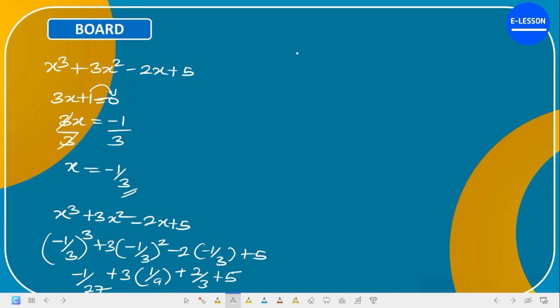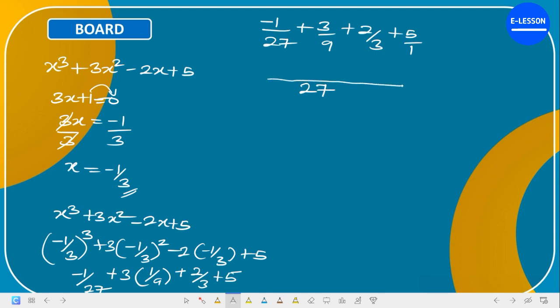Now the next step that we are going to take is to bring everything out, and then we can find the denominator, numerator, and do the rest of the algebra. So this gives us minus 1 all over 27 plus 3 times 1 is 3 divided by 9, plus 2 divided by 3, plus 5. Then let's say this over 1. Now, what is the LCM of everything here? The LCM is 27. So you say 27.